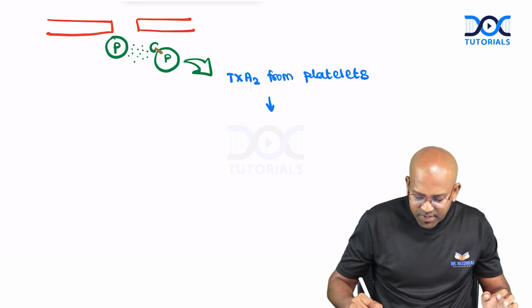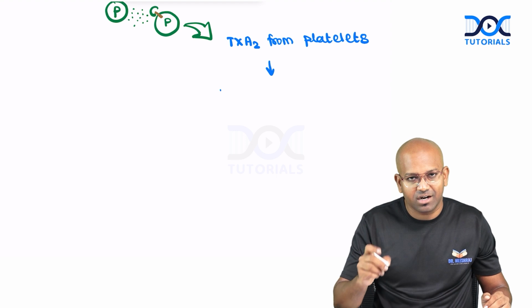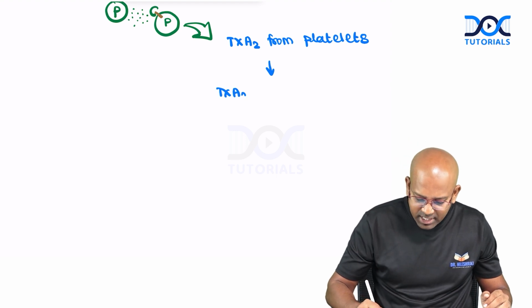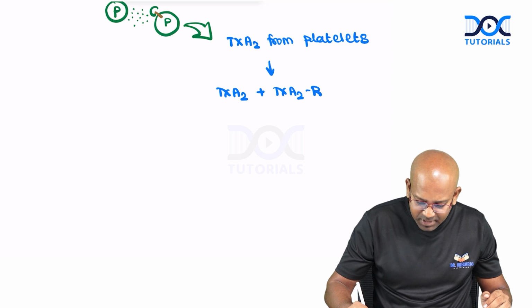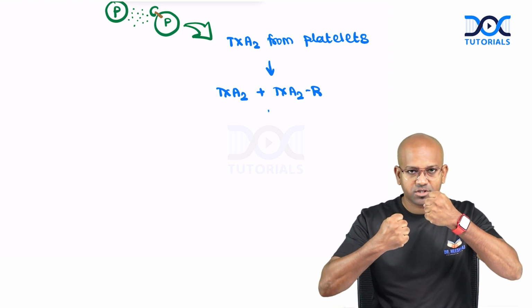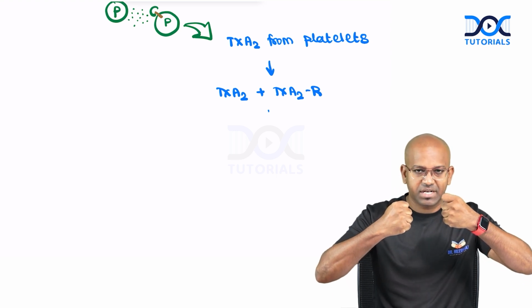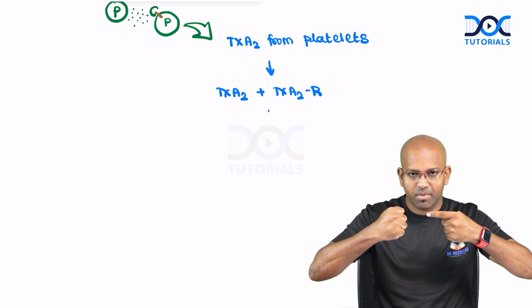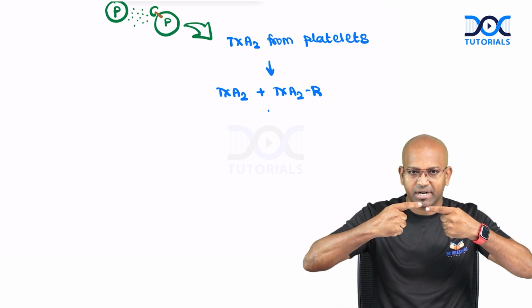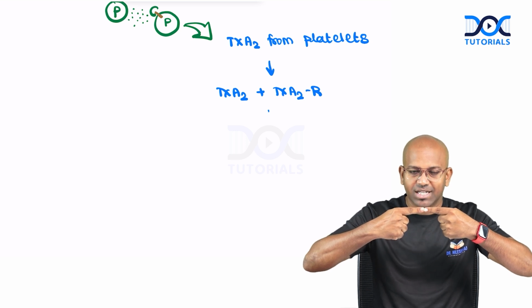So what happens, buddy? Whenever Thromboxane A2 is getting released, it will bind with its own receptor which is there on the other platelets. So Thromboxane A2 will bind with Thromboxane A2 receptor on the other platelets. Just imagine this is the first platelet, and this is the second platelet. From this platelet, there will be release of Thromboxane A2, which will bind with the Thromboxane A2 receptors of the other platelets.